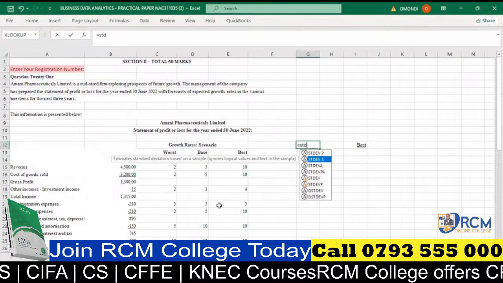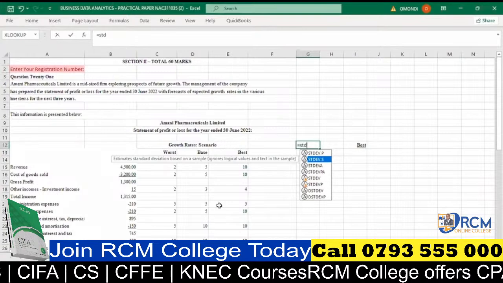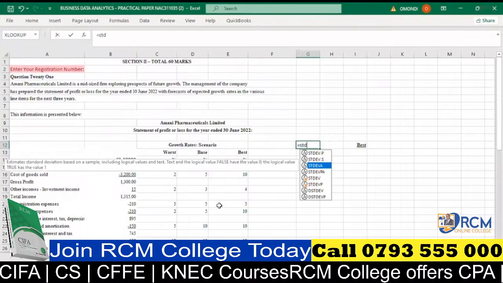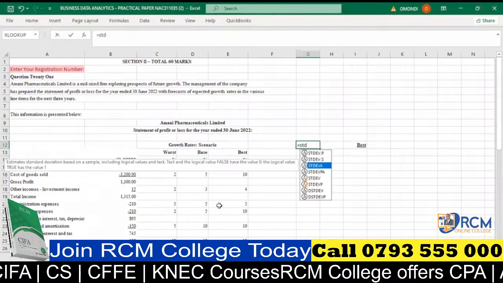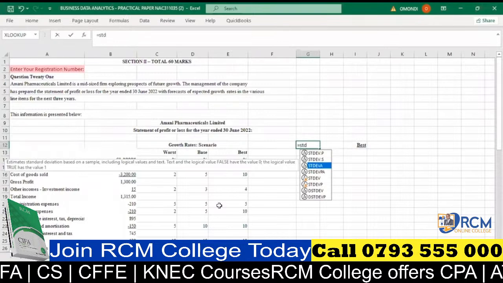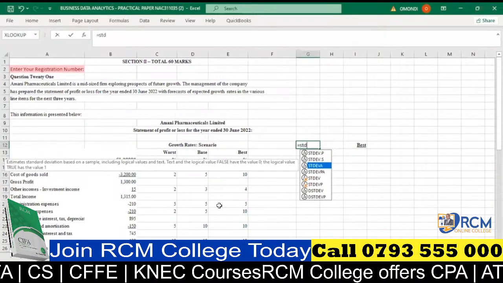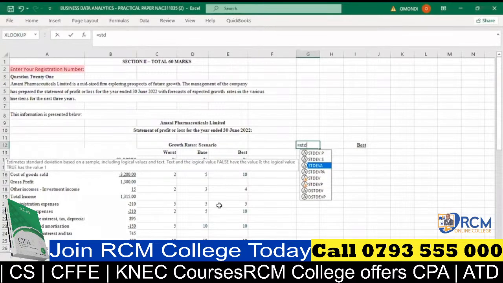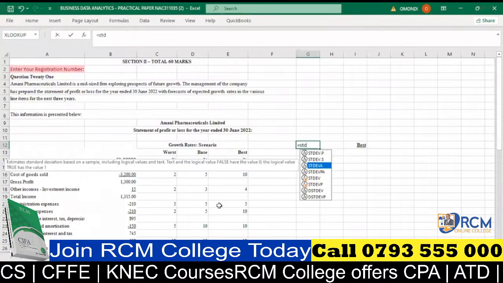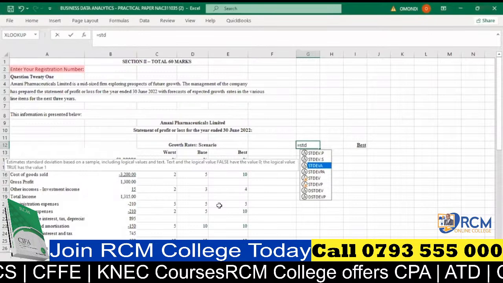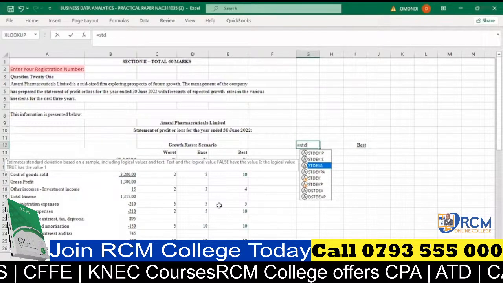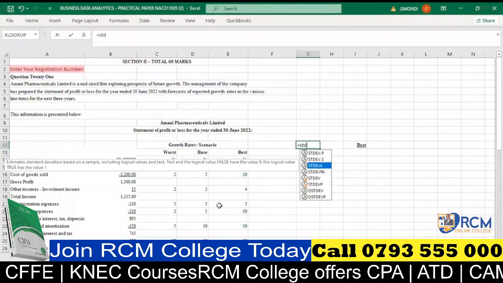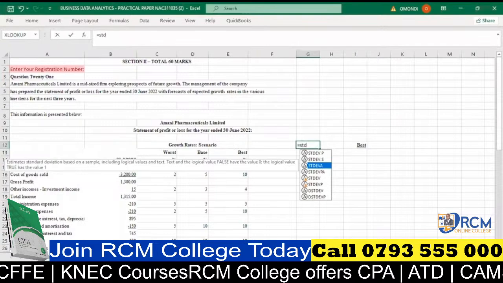Then let's go to standard deviation A. Down there, we are being told to estimate standard deviation based on a sample. So let's see, standard deviation A computes the standard deviation of a selected sample. So that one is correct.